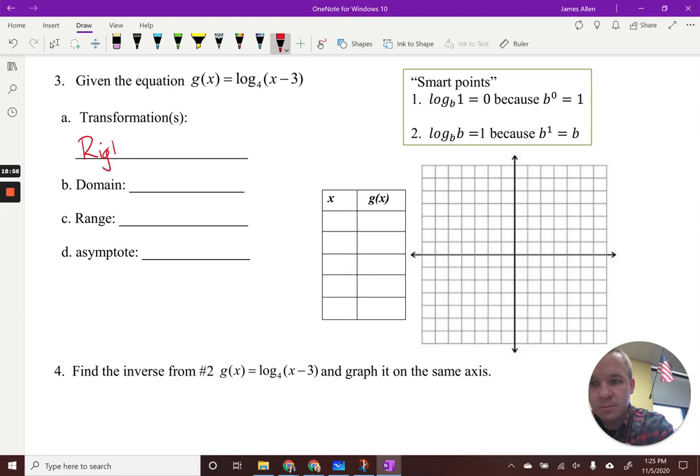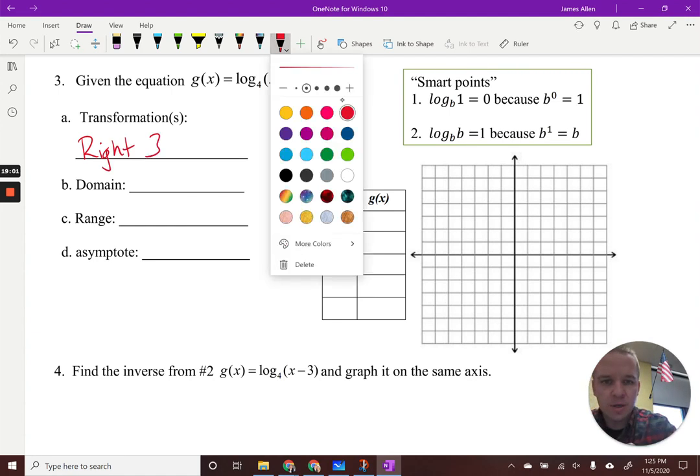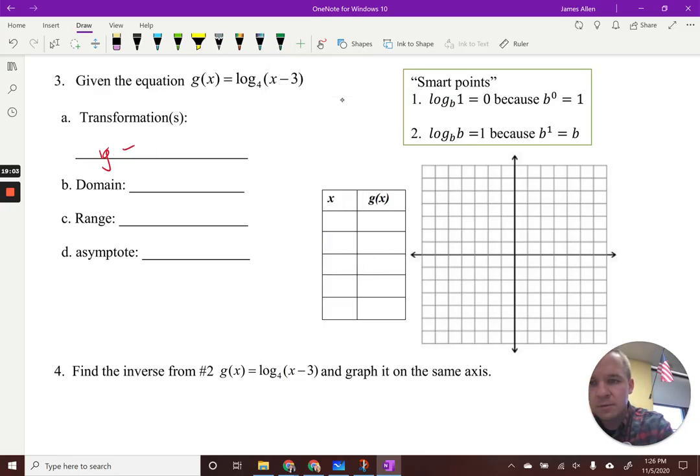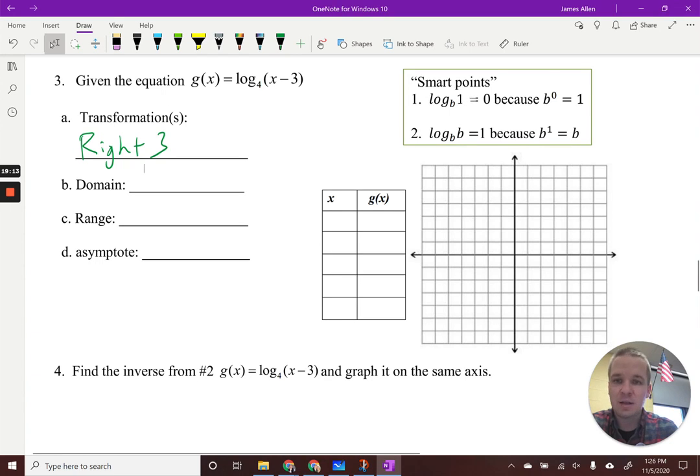So right 3. Actually, maybe I'll change colors up here. I'm going to go with green instead. Right 3. Okay, let's think about some points here, some smart points. What would give us 1 inside the log? Well, that would be 4. And then what would give me the same number as the base? That would be 7. So 4 and 7 would be some smart points here.